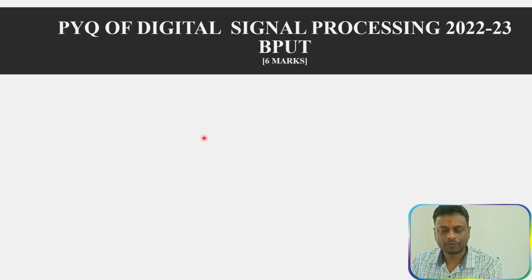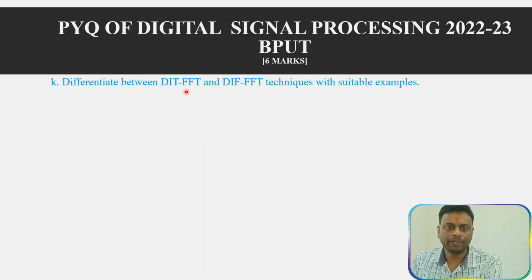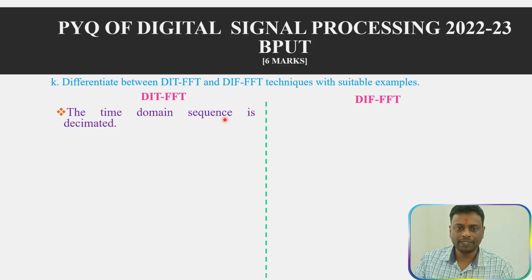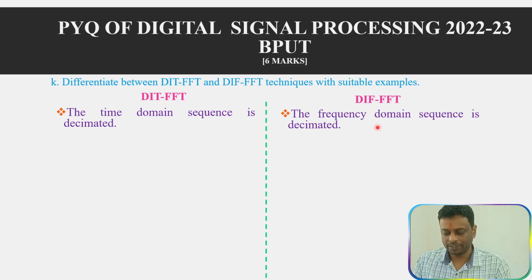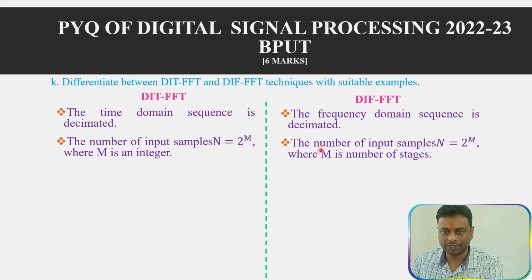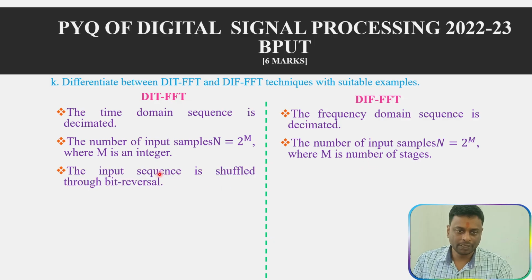Next is the difference between DIT FFT and DIF FFT, that is, decimation in time and decimation in frequency. In DIT FFT, the time domain is decimated. DIF means the frequency domain is decimated. In DIT FFT, the number of input samples is N equal to 2 to the power m, where m is an integer, the number of stages. The same holds in DIF FFT: the input samples are N equal to 2 to the power m, where m is the number of stages.